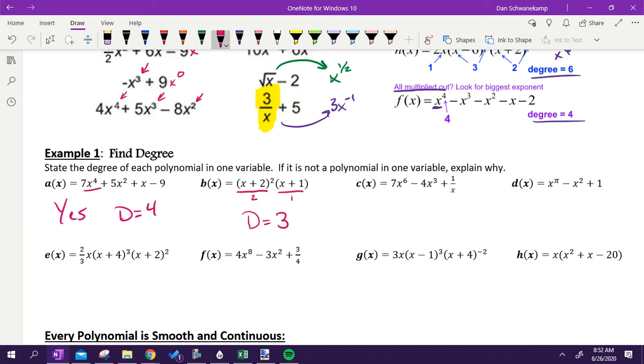Letter C, thumbs up, thumbs down. Max, why no? That x right there would be a -1 exponent. That makes this thing not a polynomial. So it doesn't fit what we want.